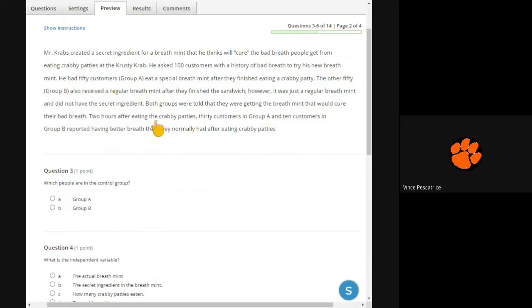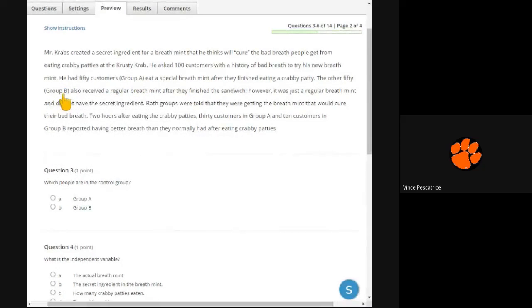He had 50 customers eat a special breath mint after they finished eating a Krabby Patty. The other 50, Group B, also received a regular breath mint after they finished the sandwich. However, it was just a regular breath mint and did not have the secret ingredient. So Group A has the secret ingredient. Group B does not. Group B is just a regular breath mint.